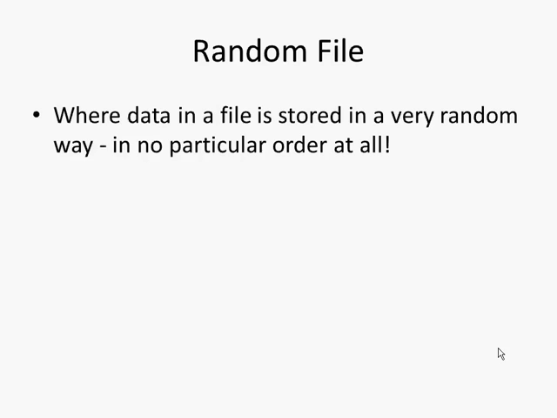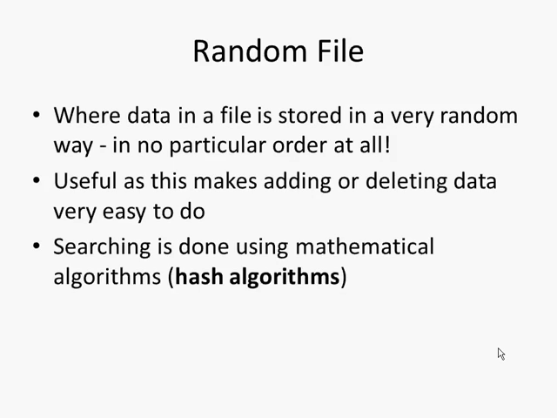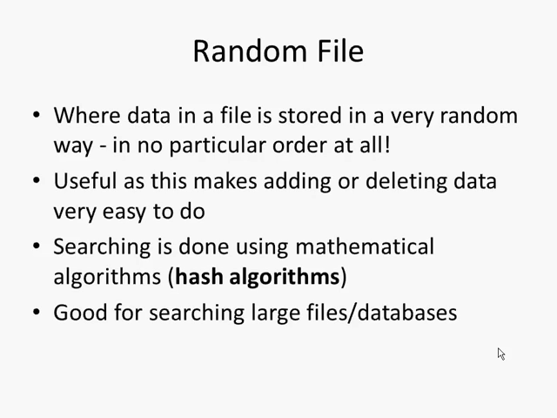Finally, the random file. This is where data in a file is stored in a very random way, in no particular order at all, as you might expect. This is useful as it makes adding or deleting data very easy and quick to do. Searching is done using mathematical algorithms called hash algorithms, and you might need to do a bit of further reading into those to understand how they work. This is a good technique for searching large files and large databases.